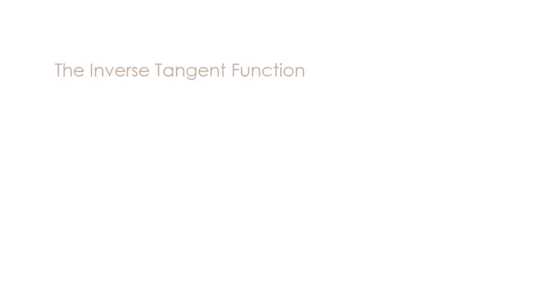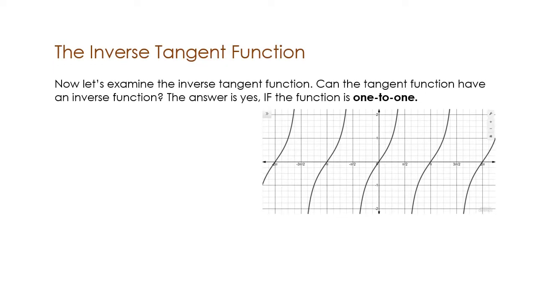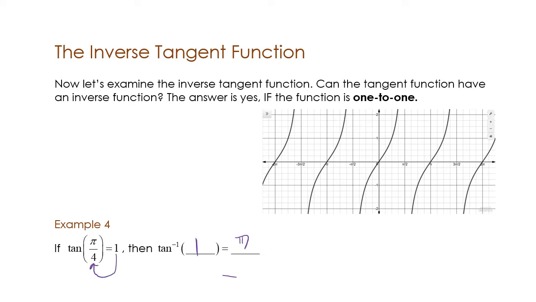Looking at the tangent function, can this have an inverse function? And the answer is yes, but again, we're going to have to restrict that domain. So normally we'd say, if the tangent of pi over 4 equals 1, we could rewrite this using tan inverse of 1. The angle that gives us that is pi over 4.